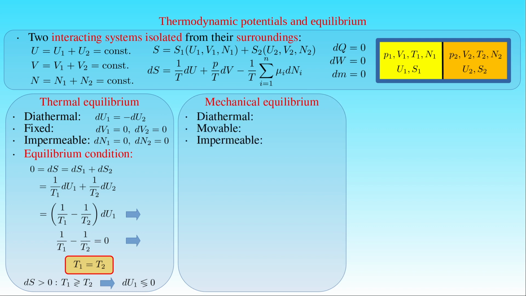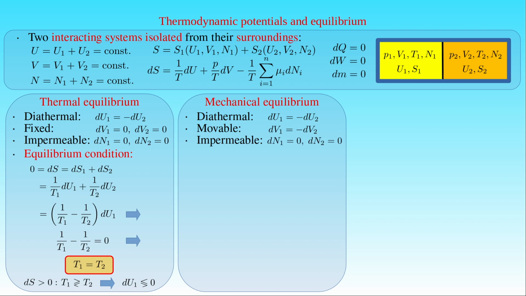Then the heat flow is still allowed between the two subsystems, and the differential of the internal energy U1 is equal to minus the differential of the internal energy U2. Since the movable wall allows the change in the volumes V1 and V2 of the subsystems, we can state that the differential of the volume V1 is equal to minus the differential of the volume V2. For the impermeable wall, the differentials of the numbers of particles N1 and N2 vanish.